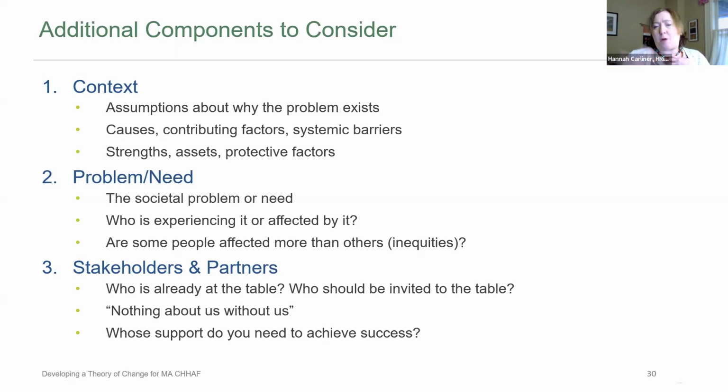And then this is part of the community engagement, equity, anti-racist practices that we expect you to be using, is thinking about who's already at the table, who should you be inviting to the table in this process, embracing the value of nothing about us without us. And so using the theory of change to make sure that you are being inclusive in your activities and your work as you're starting out.